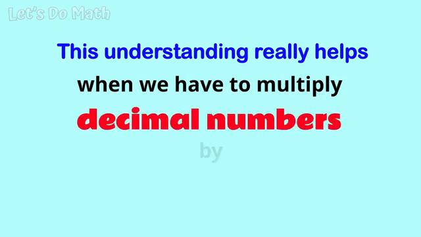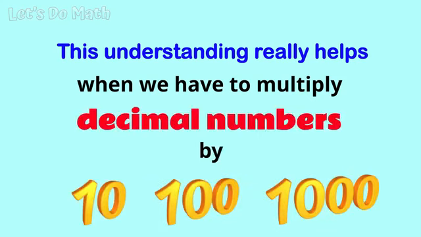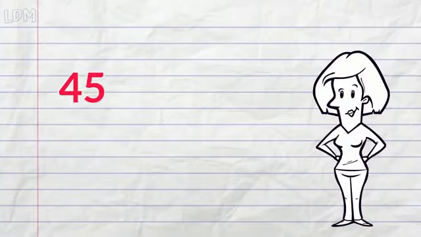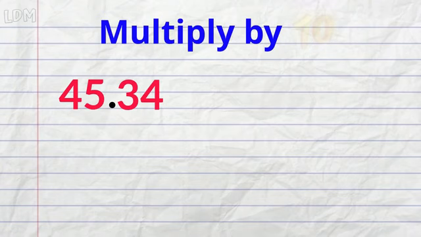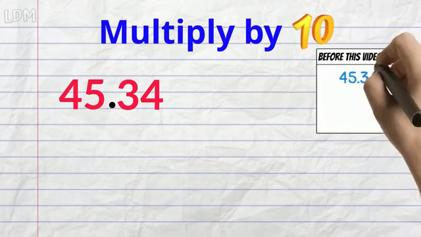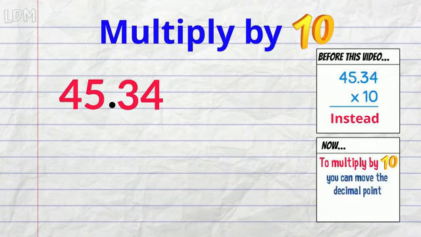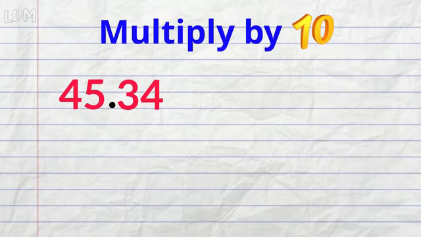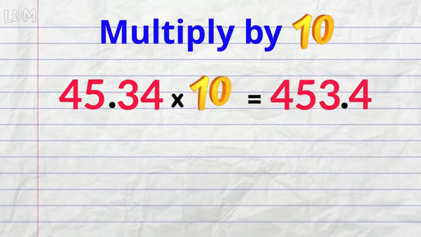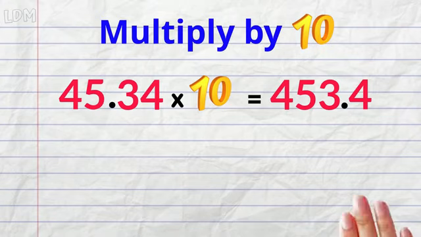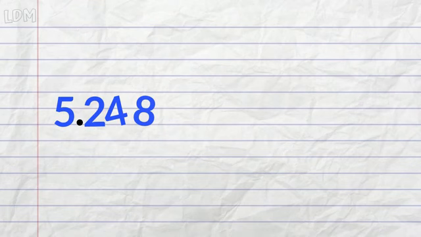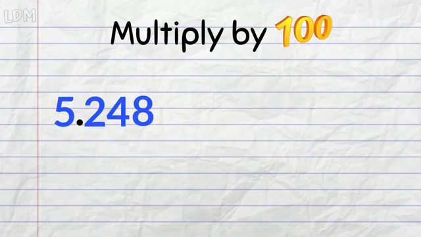This understanding really helps when we have to multiply decimal numbers by 10 or 100 or 1000. Let's say I have the problem 45.34 and we've got to multiply it by 10. Before this video, you might have just set it up and worked out a multiplication problem, but you don't need to do that now, do you? Instead, now you know that to multiply by 10, you can move the decimal point one place to the right. So, 45.34 times 10 is 453.4.